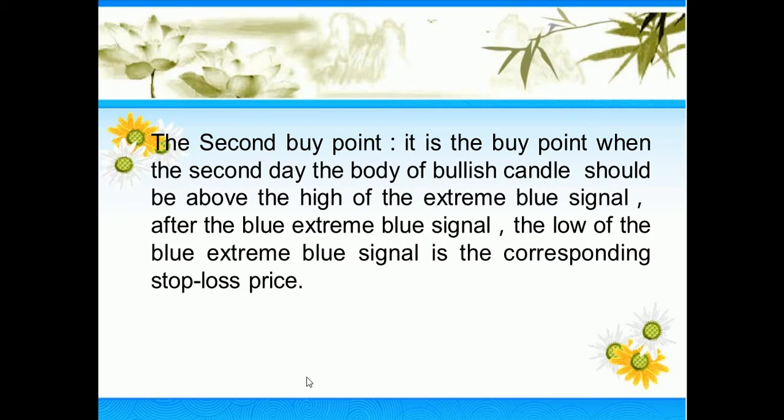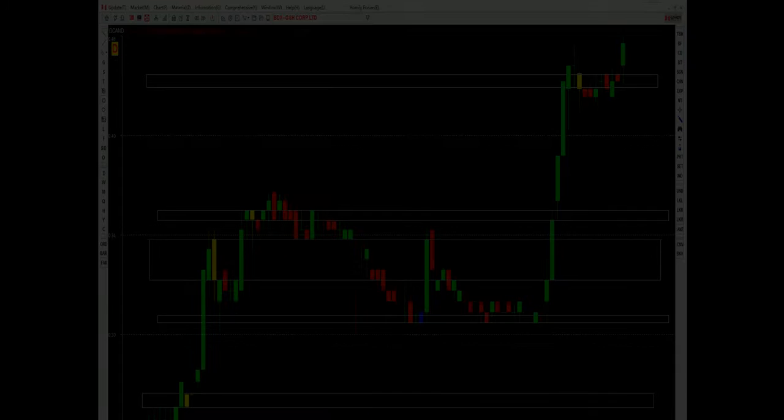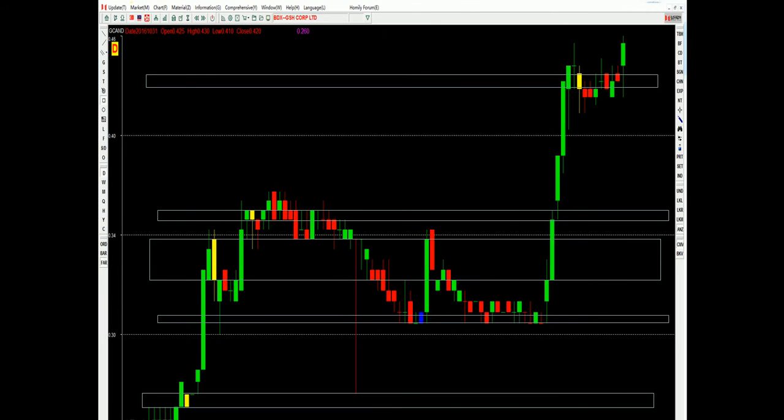Let's see the next one. The second buy point. It is a buy point when, on the second day, the body of the bullish candle is above the high of the extreme blue candle signal. Not the high, just the closing price is enough, okay? After the extreme blue signal, the low of the extreme blue signal is the corresponding stop loss price. What does that mean? Just now I already taught you, right? This is the blue candlestick, right?